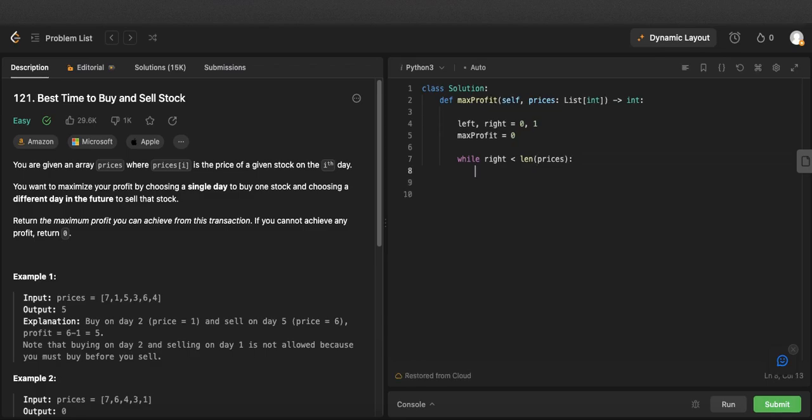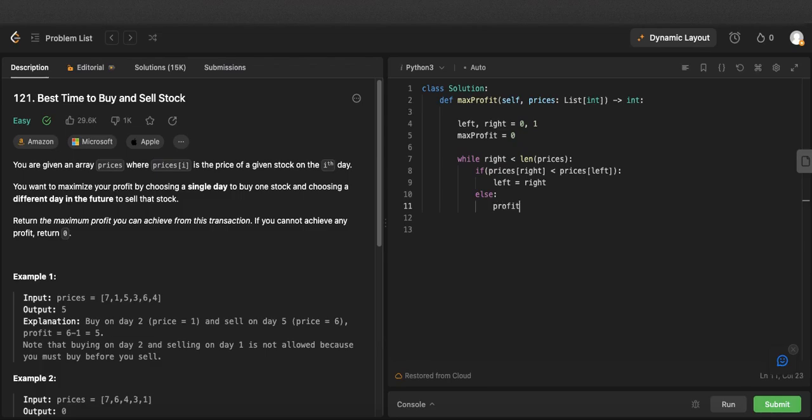Then we have to take into consideration two cases. If the price at right, which is our selling day, is smaller than the price at left, then what we want to do is move our left pointer to be where the right pointer is. And this is because we know that we have found a day at which we can buy the stock at a lower price. Else, the price at right is greater than the price at left, so we know that we can make a profit by selling at this specific day.